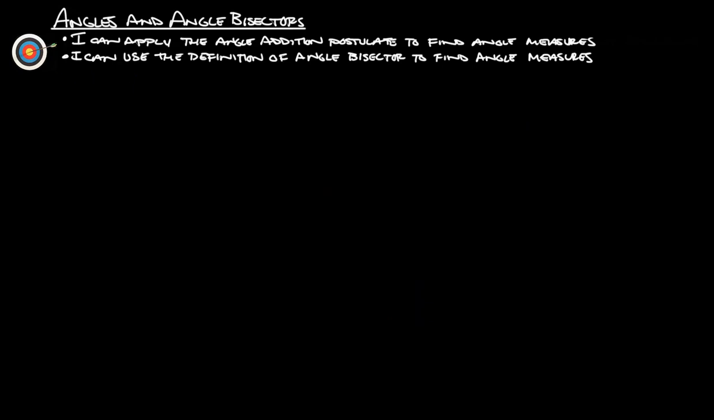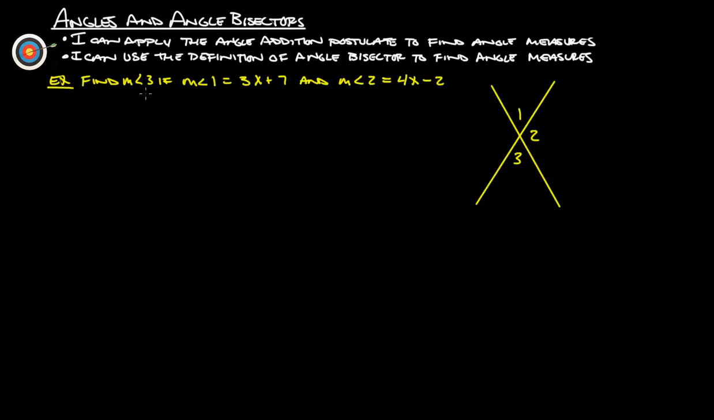Okay, one last quick example. Find the measure of angle 3 if we know that the measure of angle 1 is 3x plus 7 and the measure of angle 2 is 4x minus 2. Figure out what this is here. So we know that if we can figure out what angle 1 is, that's the exact same thing as angle 3. So let's see if we can figure out what these are.